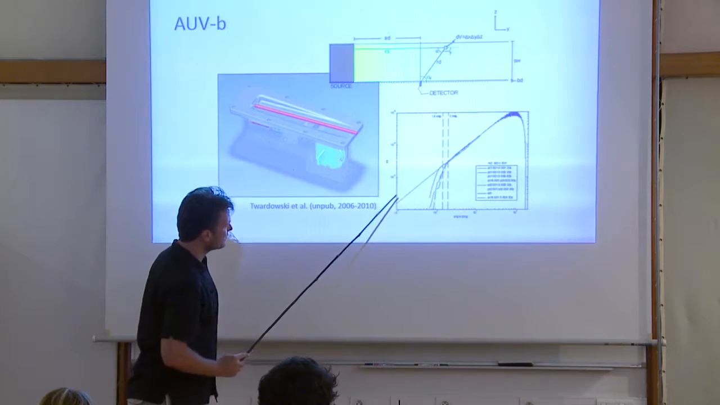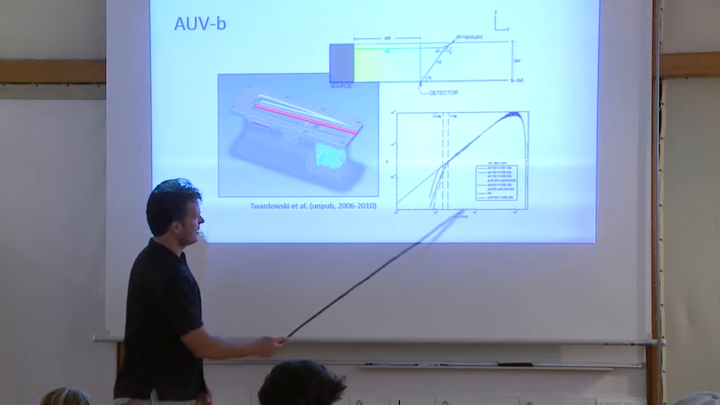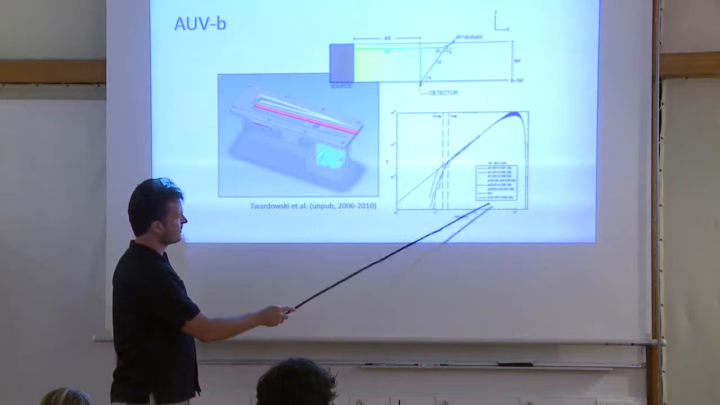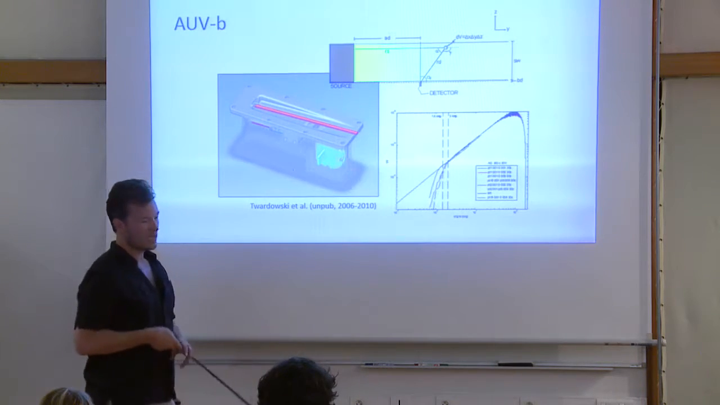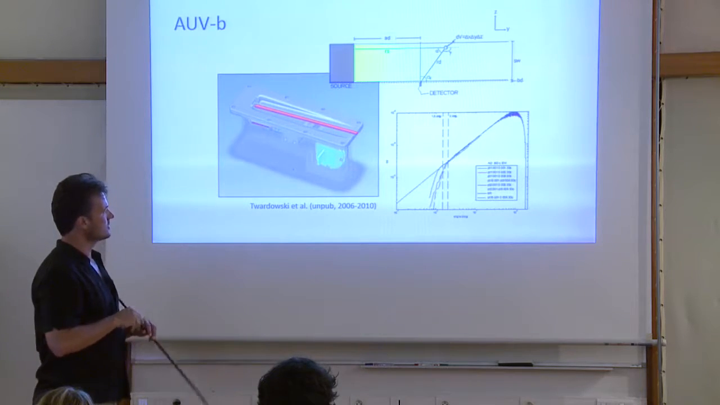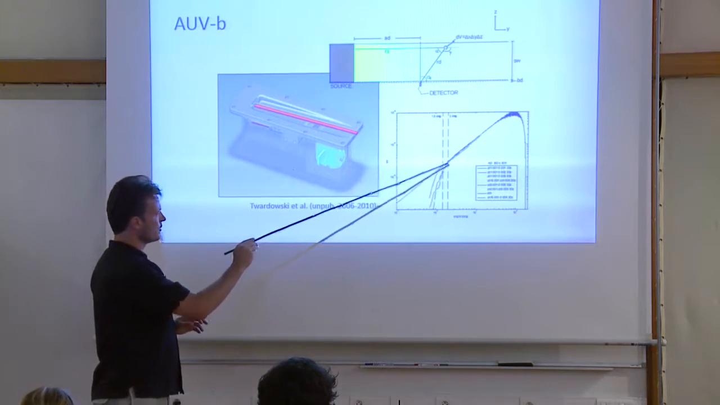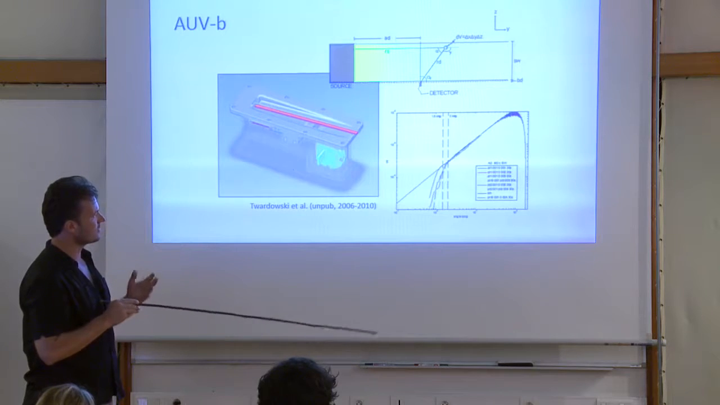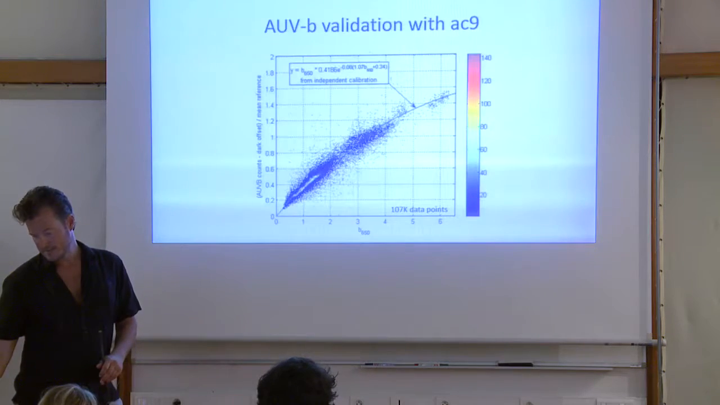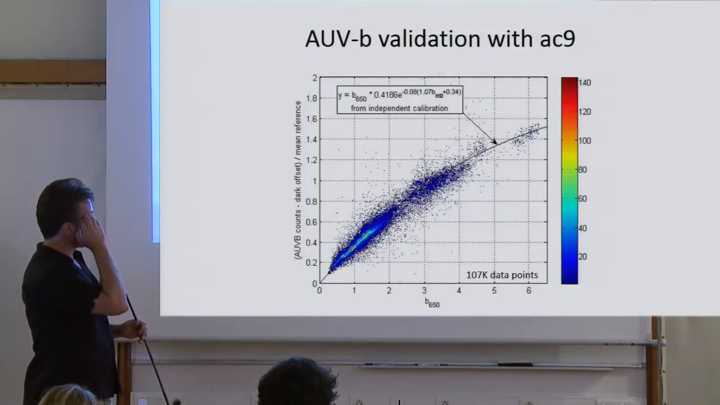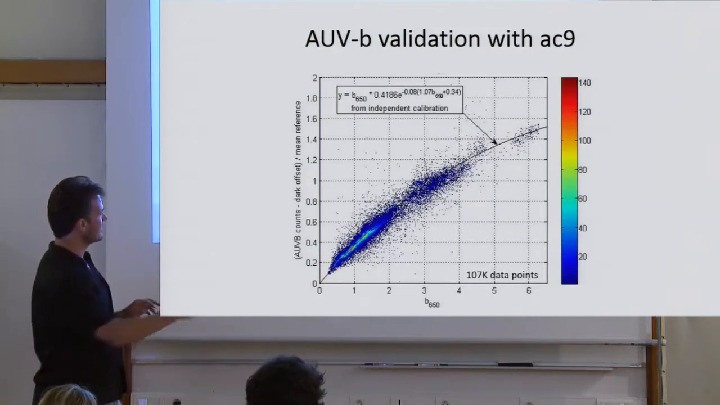So this black here is a perfect sine dependence on a log-log scale, and with various geometries we calculated, actually using the same weighting function techniques we did for other sensors, what the weighting function and the acceptance angle would be. So we tried to develop something that had about a 1 degree acceptance angle consistent with the AC9. And then calibrated it with an AC9 and then validated it with an AC9.